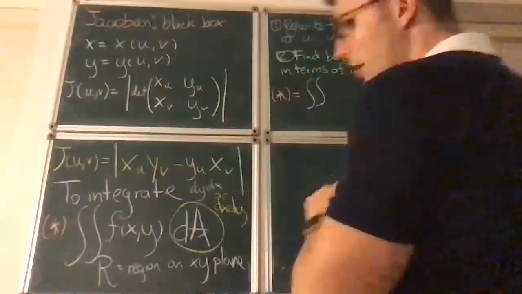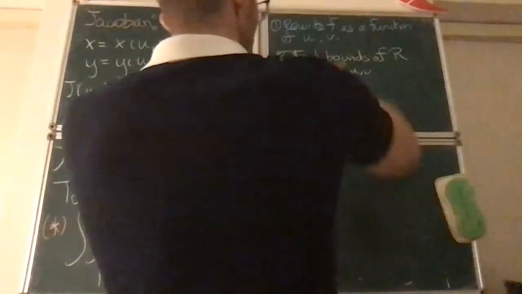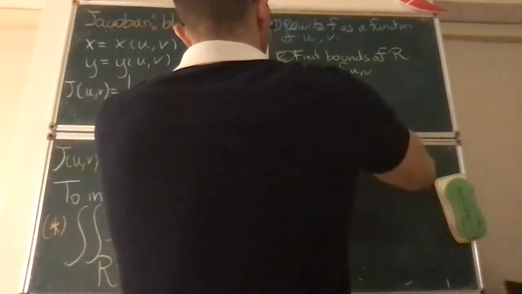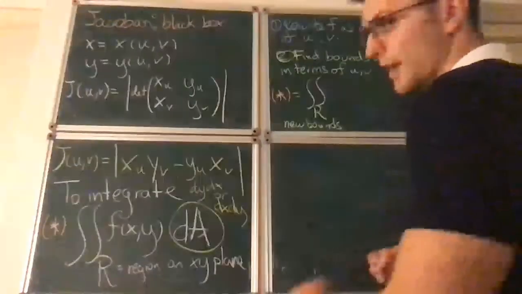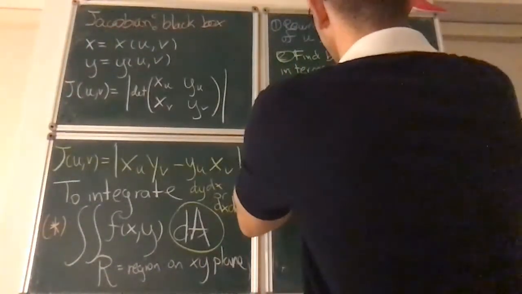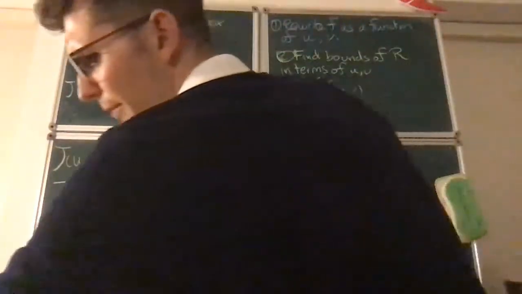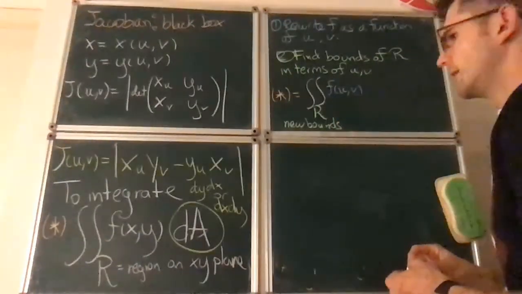it's still over R, but with the new bounds, or with the changed bounds. You'll see in the examples what I mean by this. And then f has been substituted, so now it's still the same f, but you have re-expressed it as a function of u and v, so let's just write it this way. Well, then what I mean by this notation is you should think that you re-express f as a function of u and v.